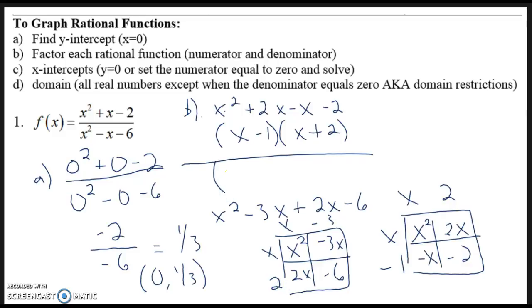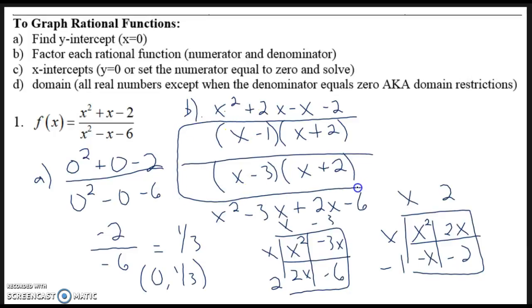Then I've got x minus 3, x plus 2. I have factored my entire function, right? So there's my B step complete. There was my A step complete. I didn't box it in, sorry.